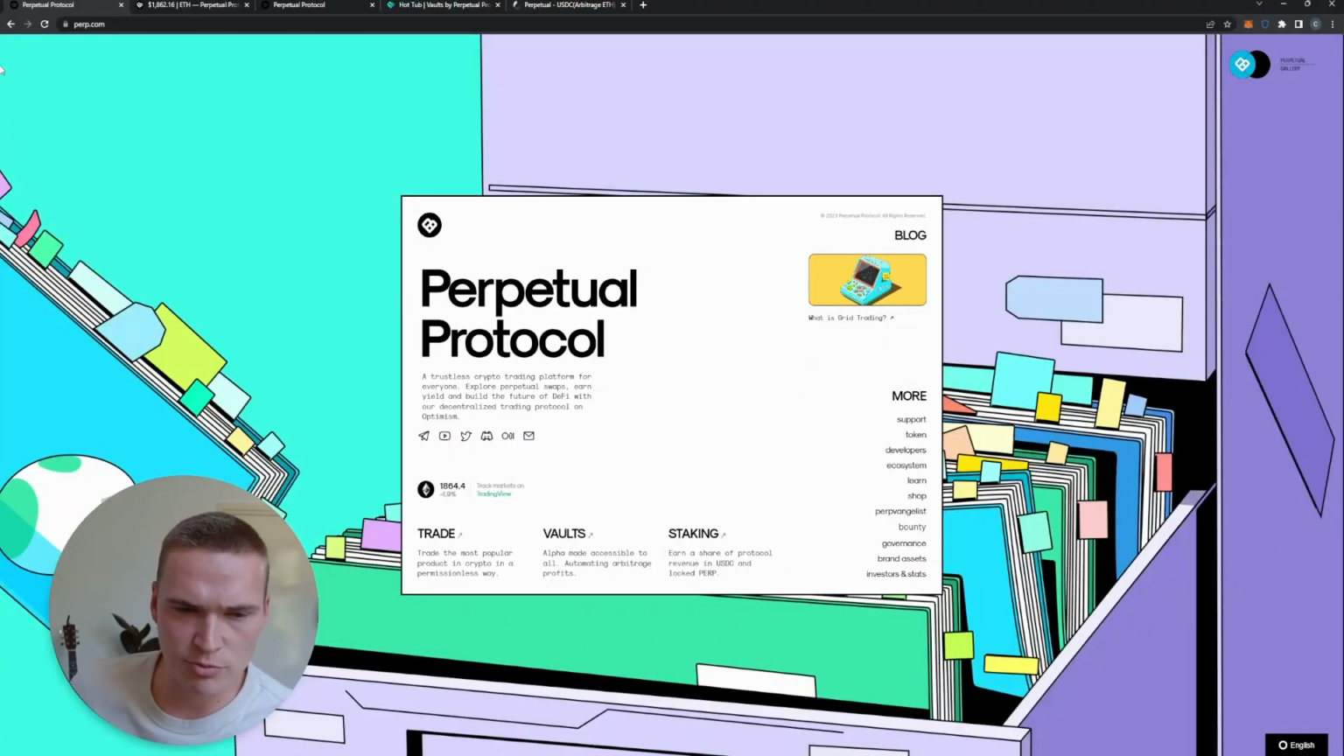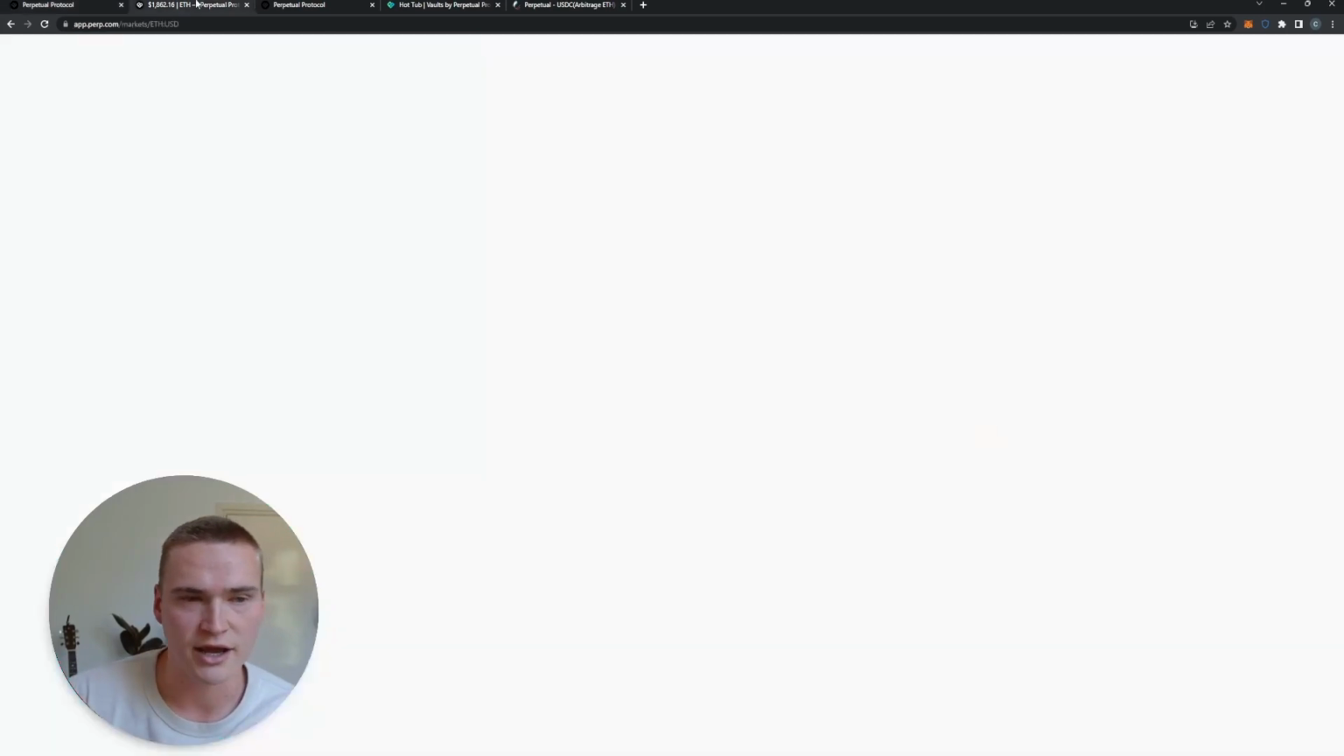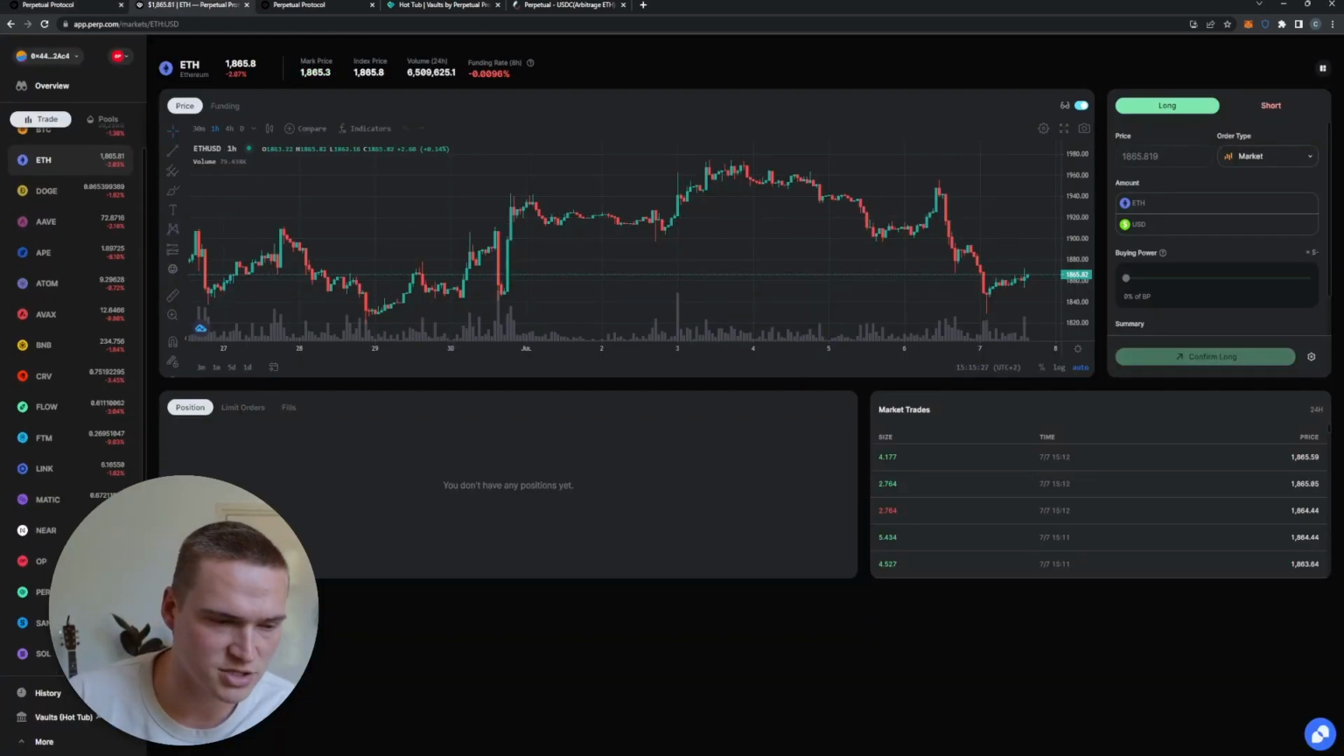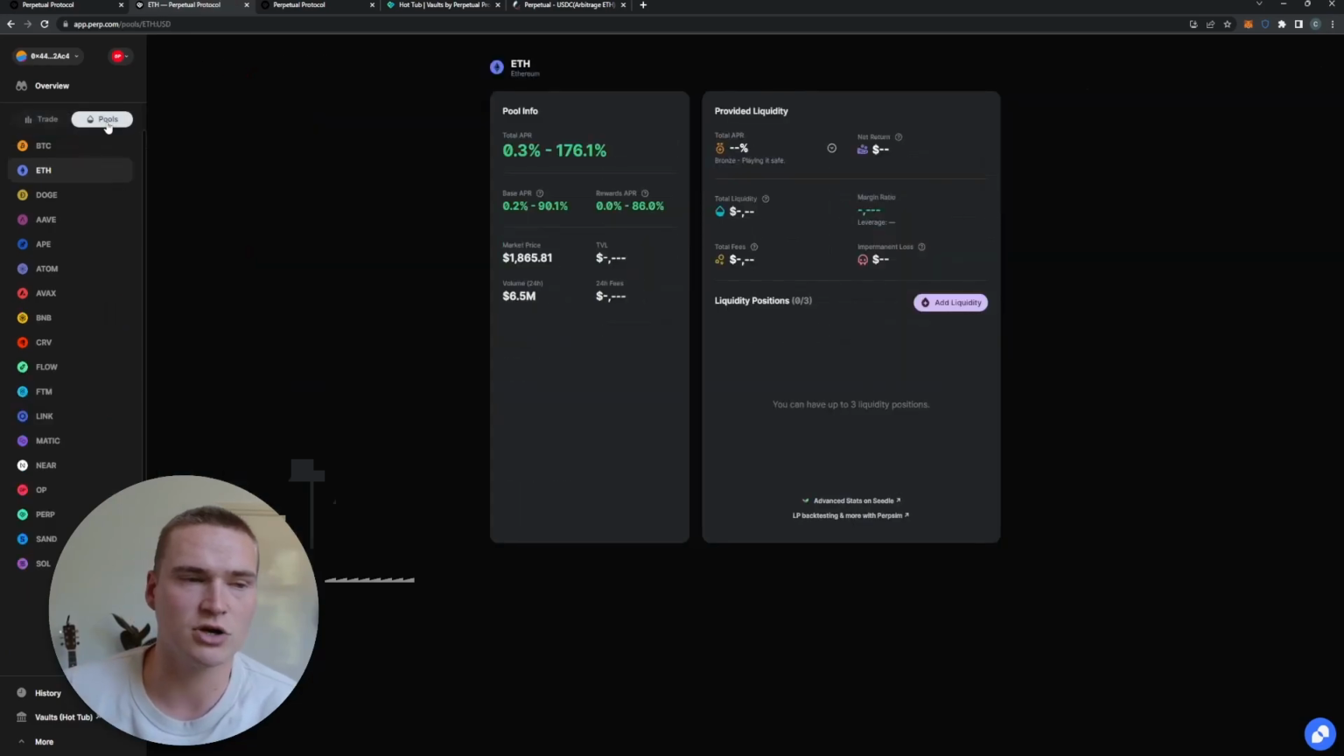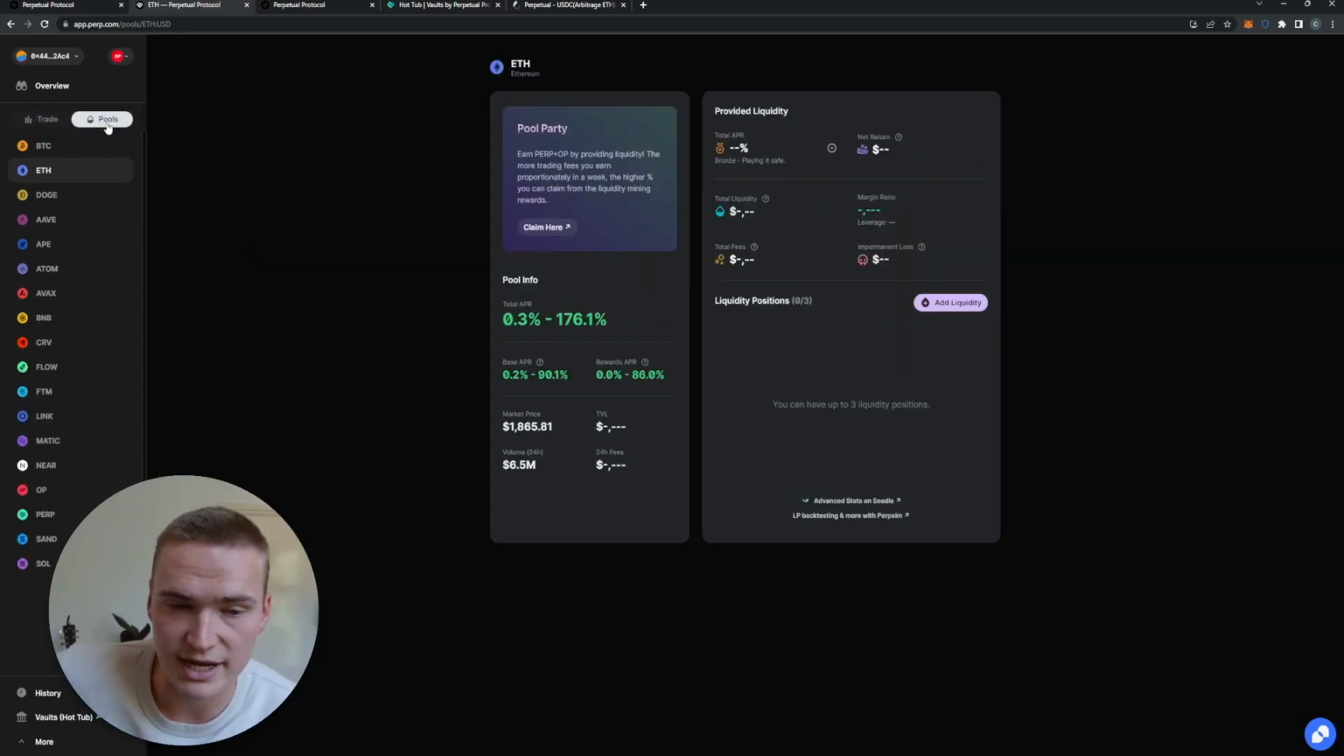Perpetual Protocol is a very big project. They mainly do two things. They have their own perpetual exchange, so you can trade on their decentralized exchange with leverage, which is great. Here you can see that you can trade a lot of pairs. Apart from that, you can also add to liquidity pools to gain a very decent APR. But that's not the main part we'll talk about in this video.